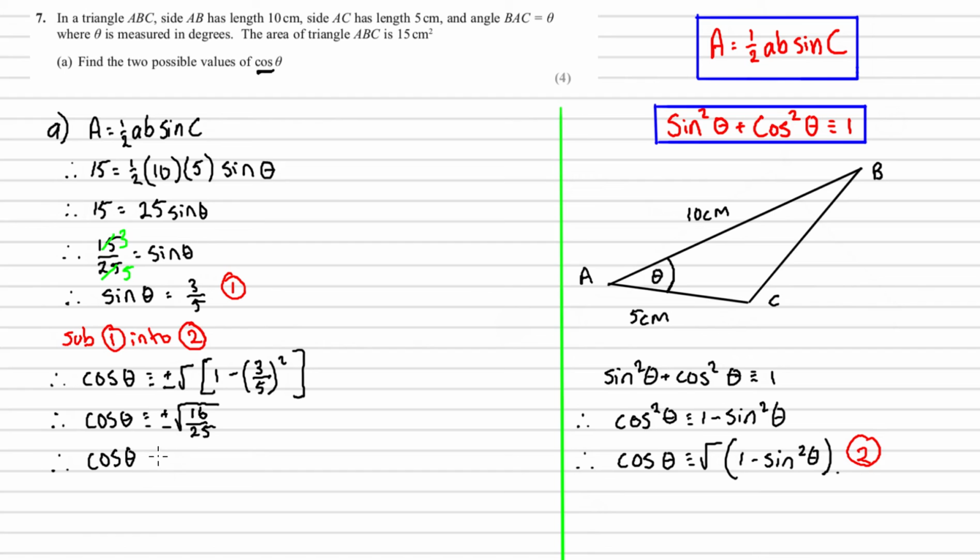Cos theta is identical to plus or minus the square root of 16, which is 4, over the square root of 25, which is 5. 4 over 5. So we have our two values here. Cos theta is identical to plus 4 over 5 or minus 4 over 5. That brings us to the end of part A.